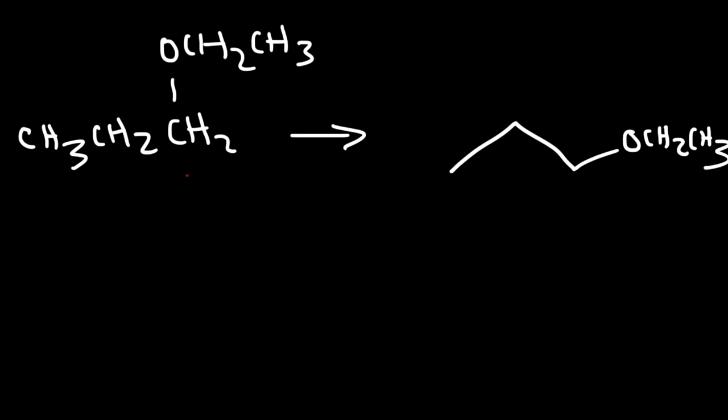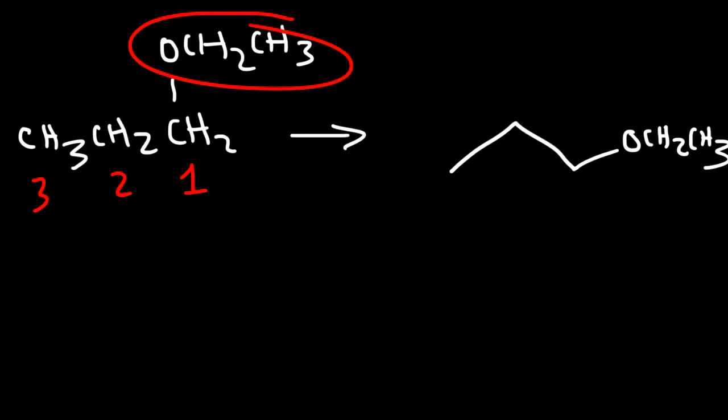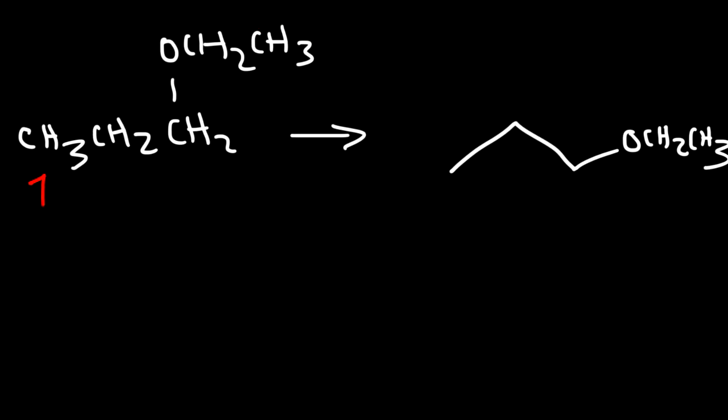So let's call this carbon 1, 2, and 3. You want to number it in such a way that the substituent is given the lower number. So you don't want to number it this way, because the substituent will be on carbon 3. Rather, you want to count it from right to left in this example, so that the substituent is on carbon 1. It's given a lower number.